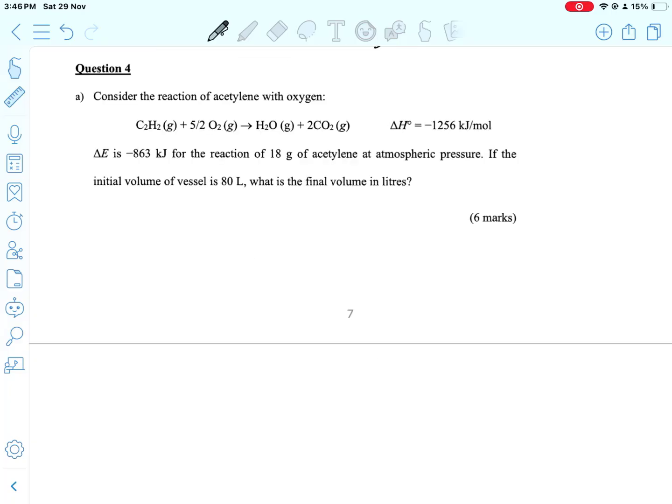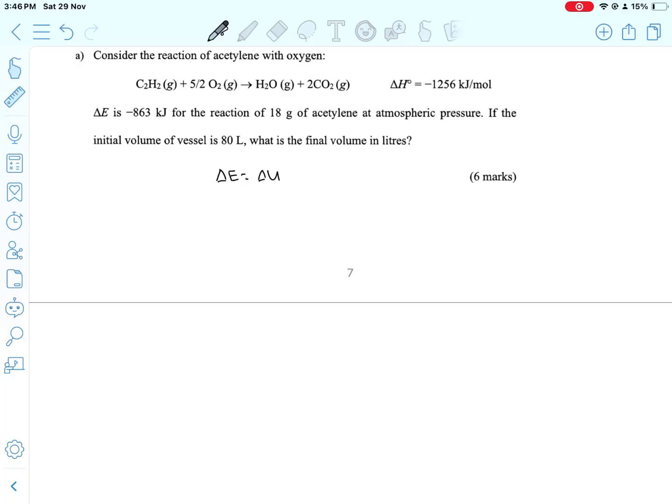Okay, so last question, question 4. I'm not going to do the rest because it has entropy and Gibbs free energy, which we are not taught about. So yeah. So this question is a thermodynamics question. So first thing you need to know is that your delta E is actually delta U. Yeah, some textbooks write it differently, but it's exactly the same thing.